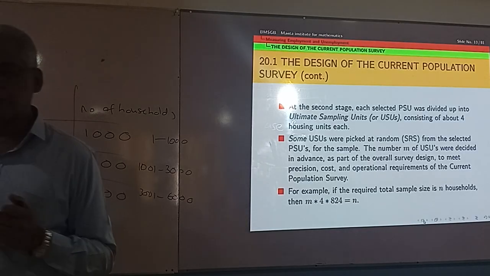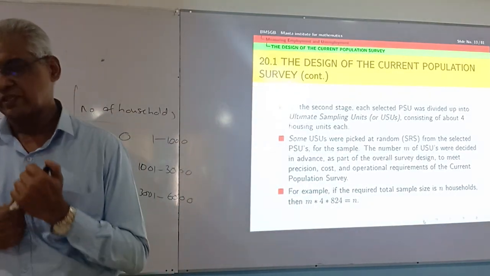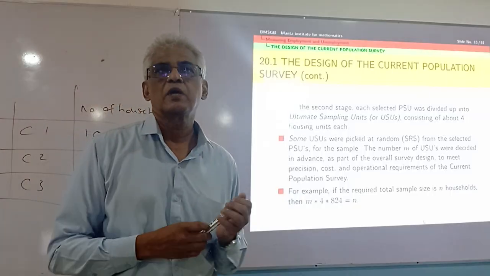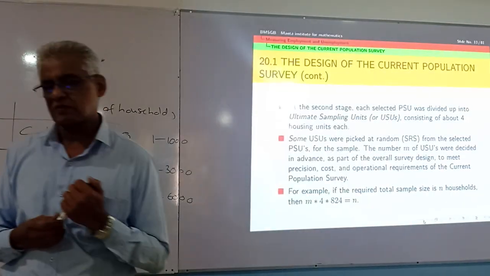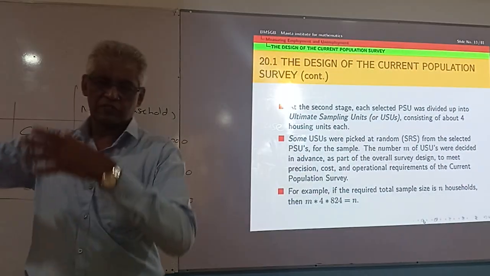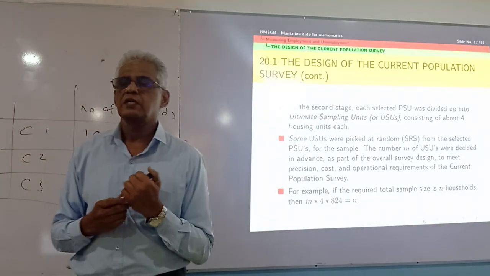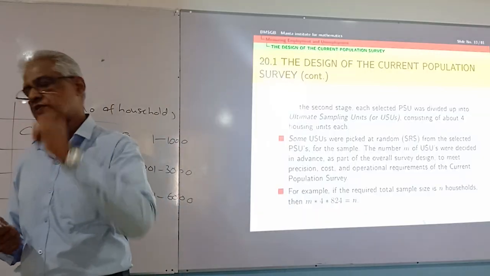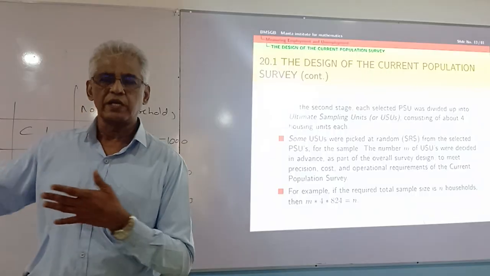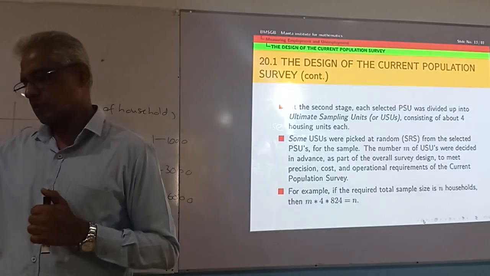How many ultimate sampling units have to be selected was actually pre-calculated based on many things, including how much precision they want in the estimates and so on. But roughly, they first decide the total number of households they want to include in the survey. Suppose that is equal to n. That depends on how much money and time they can spend. Based on those things they will decide n.